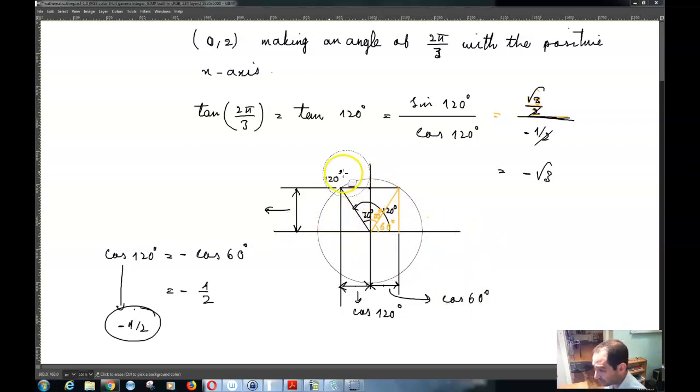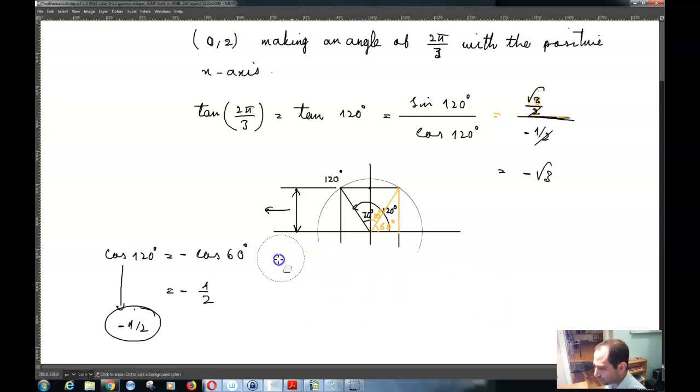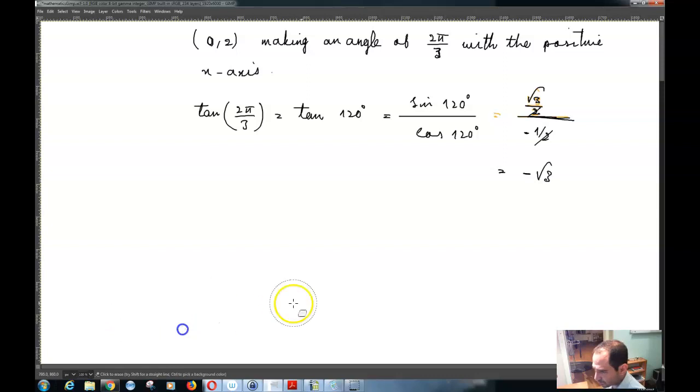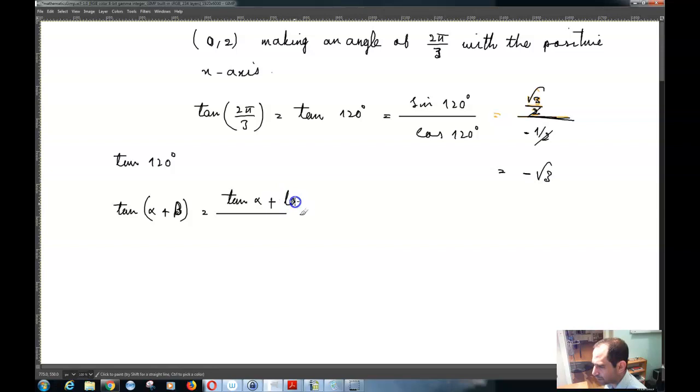And of course there are other ways of doing the same thing, meaning that if you don't want to use the unit circle, you can always use the formulas that you would find in any basic trigonometry course. For example, to find the tan of 120 degrees, first there are all of these formulas, for example, tan of alpha plus beta. Now tan of alpha plus beta is tan alpha plus tan beta over 1 minus tan alpha tan beta.